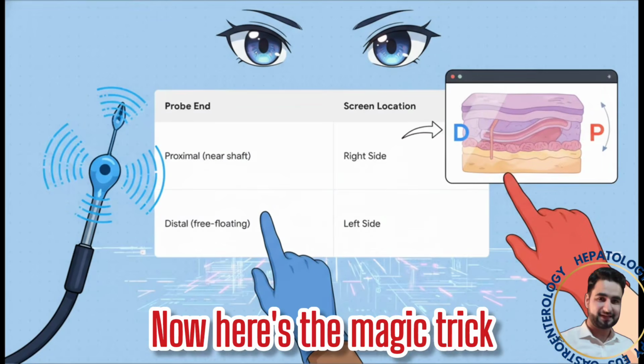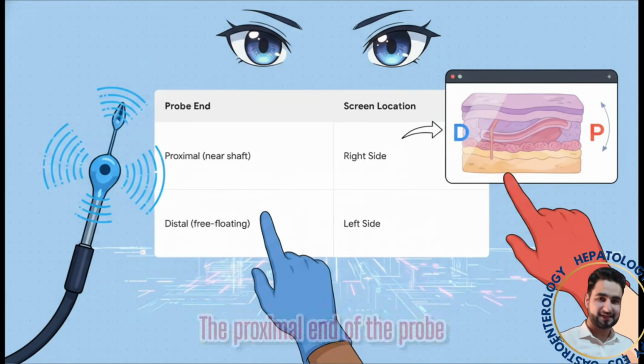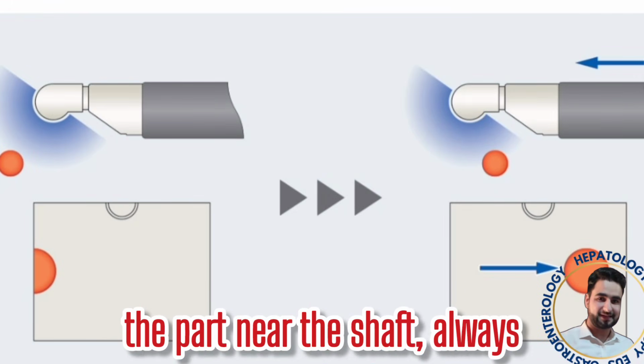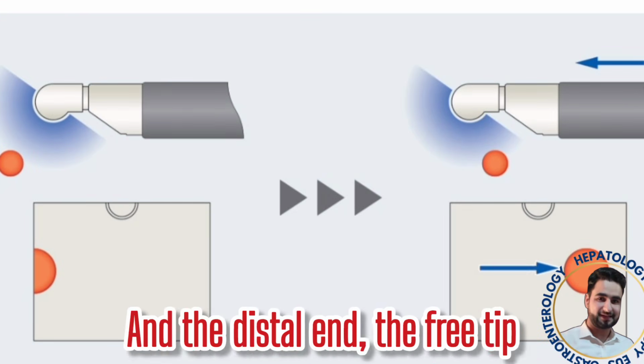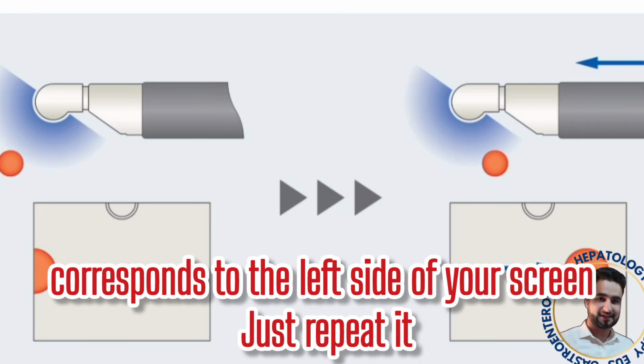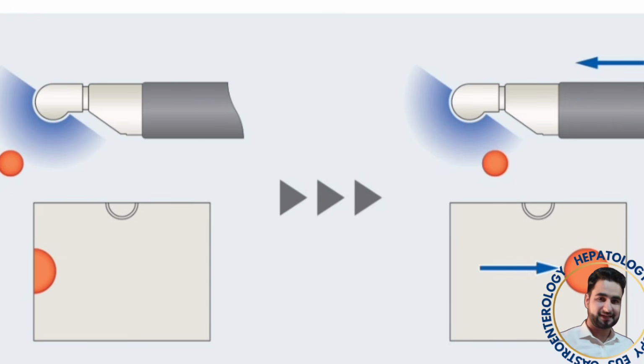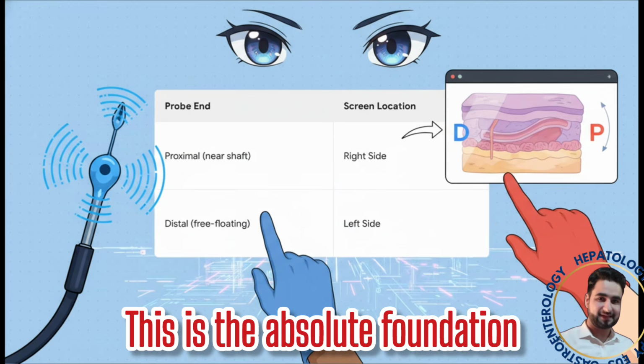Now, here's the magic trick, and it's actually super simple. The proximal end of the probe, the part near the shaft, always corresponds to the right side of your screen. And the distal end, the free tip, corresponds to the left side of your screen. Just repeat it. Proximal is right, distal is left. This is the absolute foundation.